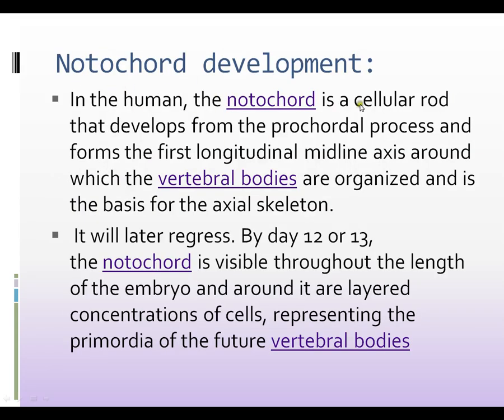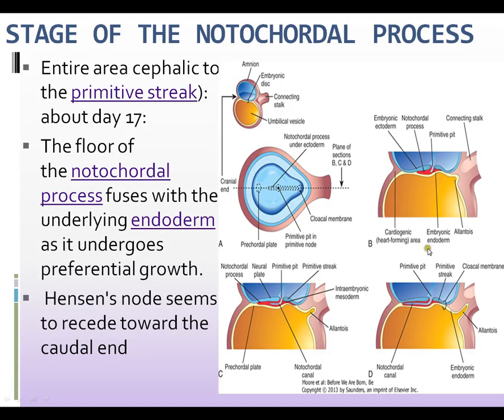What is the notochord? Initially, at the 3rd week, the disc is like a jelly, and the notochord will provide rigidity and toughness to that developing disc, and it is the site where the future vertebral column or the axial skeleton is formed. So it will regress on day 12 or 13 to form a cord-like structure, around which the vertebral bodies are formed, and that is the notochord proper.